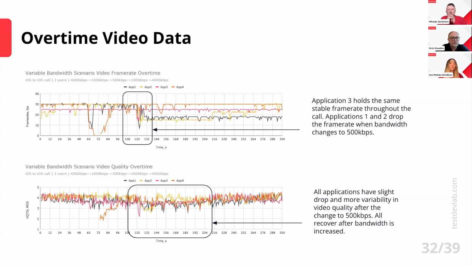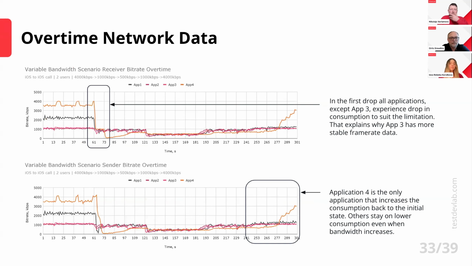somewhat stable frame rate. And another thing, when I talked about the correlation, we can see that also the video quality data is not available for the fourth application just because the video was turned off for that first change. And why does it happen and how does it correlate?